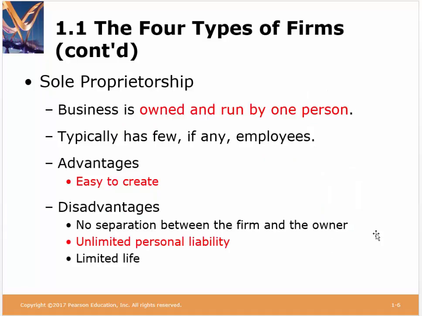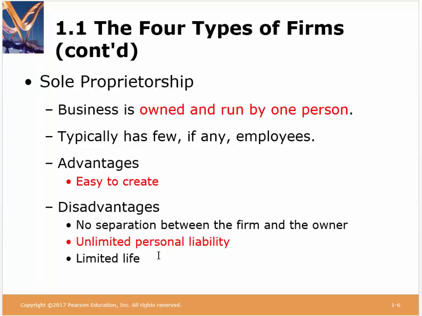There are several different kinds of companies, and we'll go through these fairly quickly. A sole proprietorship is the smallest kind of business, right? It's owned and run by one person. If they have any employees, they're usually very few employees. In fact, most of the employees might even be family members. The advantage is it's very easy to start a sole proprietorship. It doesn't take much effort.